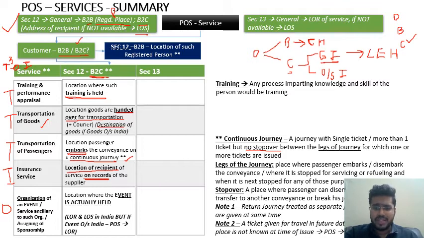So B2B, it's very simple. I just wanted to connect with the director example. If it is billing to the company, then the place of supply will be the company's registered location. If it is for the individual, that is the director, then you need to see where the event is happening. If it is happening in Coorg, then Coorg will be the place of supply.